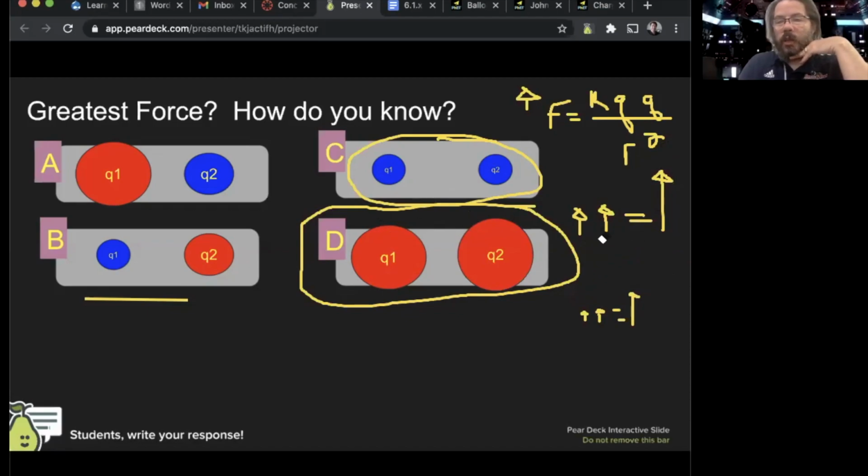So these are called directly proportional. As one gets bigger, the other one also gets bigger as well. Whereas if the distance gets bigger, the answer gets smaller. That's called inversely proportional. It's opposite.